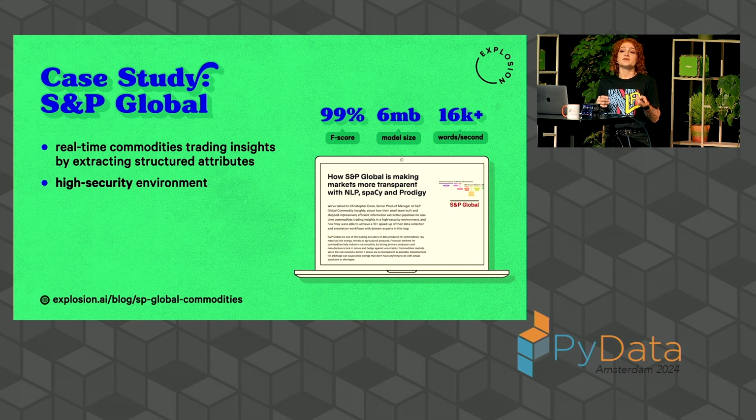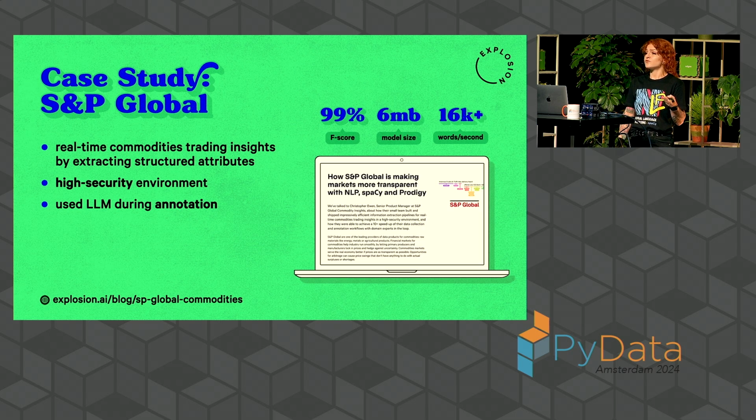I actually went to visit them recently, and the analysts really sit in like a glass box that you can only access if you have the key card. So it's all very controlled, even internally, and that means the pipelines have to run in-house. And what they did is they used a large language model that they had access to during annotation, so during development time, and used it to create better data faster.